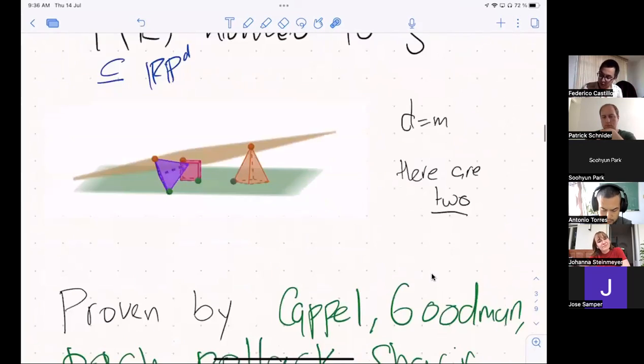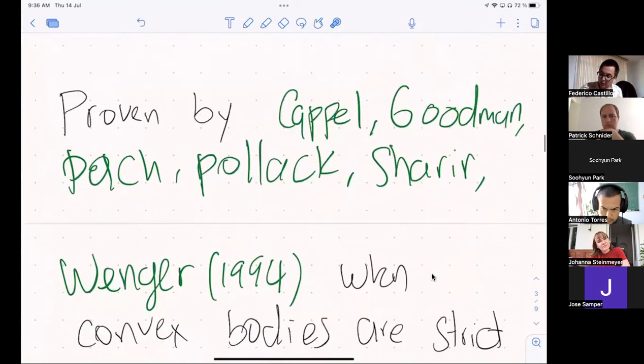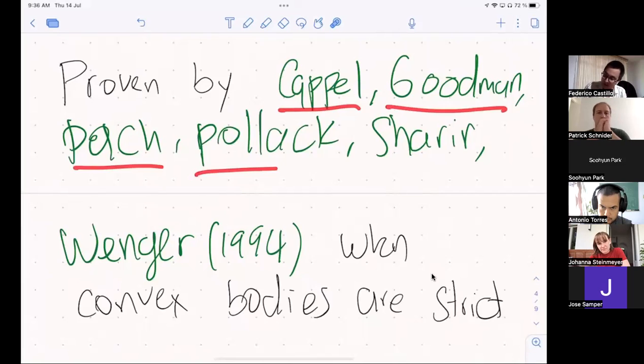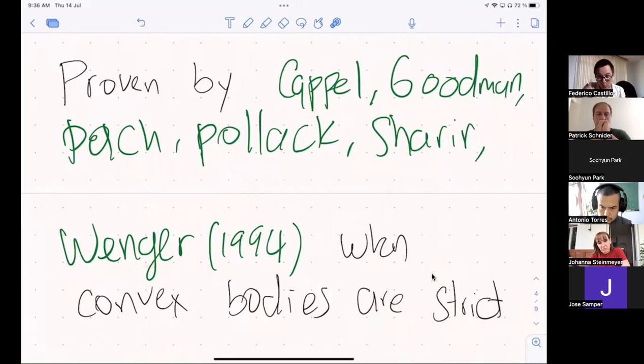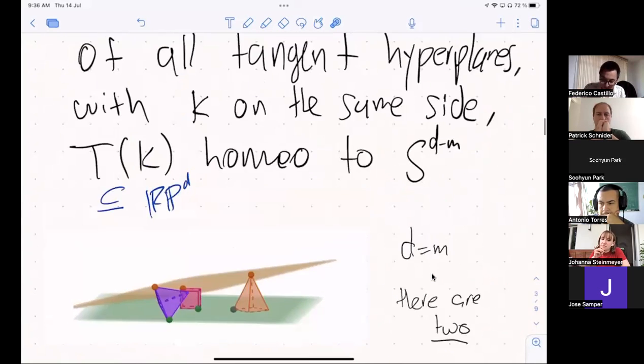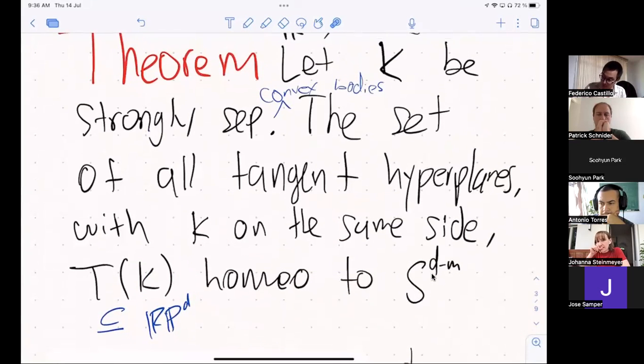And so looking at the literature, we found that a while ago in 1994, in a paper by, there's a lot of authors, so Cappell, Goodman, Pach, Pollack, Sharir, and Wenger. It's one paper with all of these authors. And they prove a statement like this, but in their proof, the convex bodies have to be strict. Okay, so they prove it for, say, spheres, balls, ellipses, and so they prove exactly this statement, but for strongly separated, strictly convex bodies. That's what they prove.